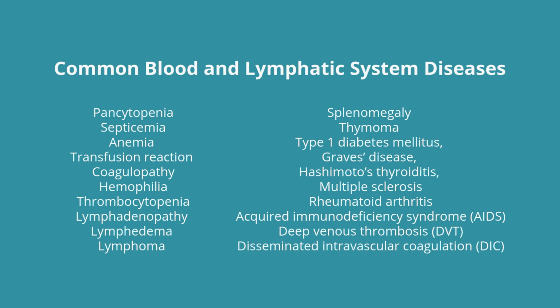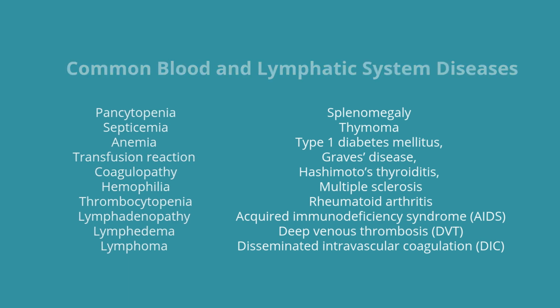Common blood and lymphatic system diseases include pancytopenia, septicemia, anemia, transfusion reaction, coagulopathy, hemophilia, thrombocytopenia, lymphadenopathy, lymphoma, splenomegaly, thymoma, type 1 diabetes, Graves' disease, Hashimoto's thyroiditis, multiple sclerosis, rheumatoid arthritis, acquired immunodeficiency syndrome, deep vein thrombosis, and disseminated intravascular coagulation.